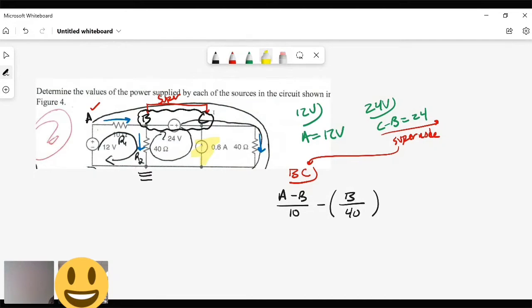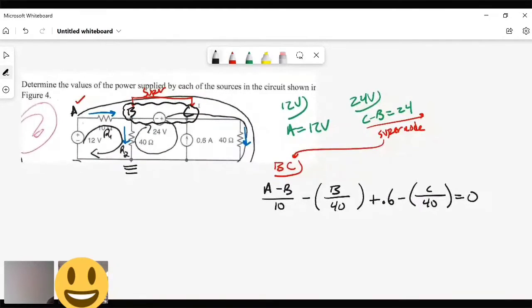Then we're going to do this guy. What's that guy going to be? 0.6. Plus. Good. And then last but not least, tell me what this one will be. That one, that's connected to the ground too. So it would be C minus ground, which is just C over 40. Good. And it's leaving, so it's negative. Perfect. Absolutely perfect. Multiply everything by the big 40.